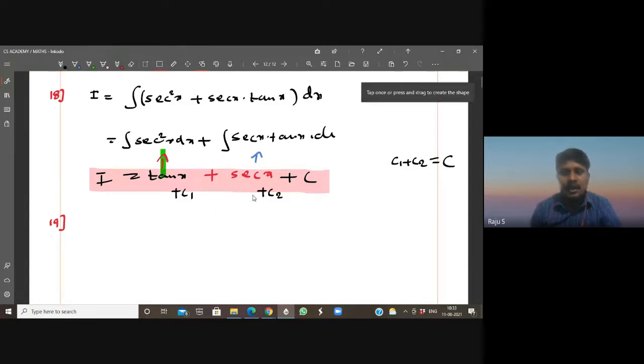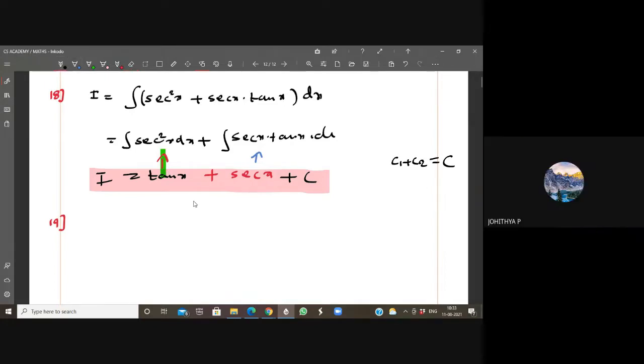If there are three functions, three integrals, we will get three constants, C1 plus C2 plus C3. I want to take that as C again. That's the reason you can simply write C alone. Here there is no need to write C1 plus C2 like that.